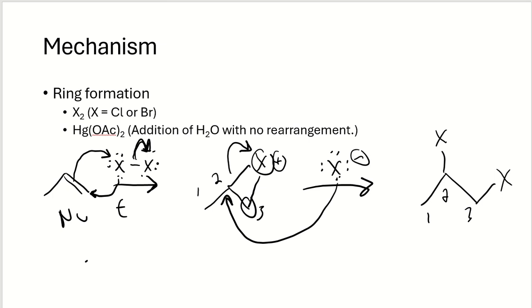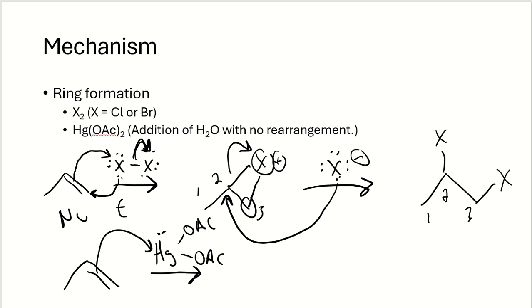Now, mercury is the same way. When you add mercury, in this case mercury acetate, I'm going to draw it like this so we can see there's actually two of these acetates on there. Mercury has a lone pair. We're going to add to the mercury. The mercury is going to add back. We're going to kick out one of those acetates. And what we're left with is Hg, one of the acetates, and a positive charge.